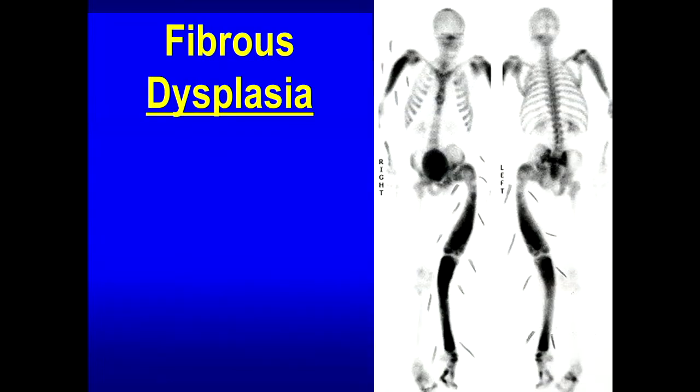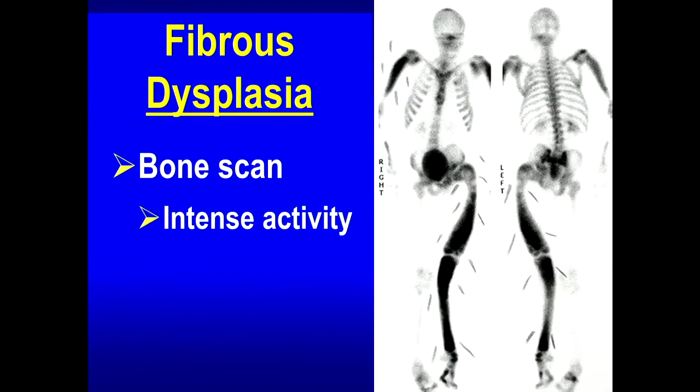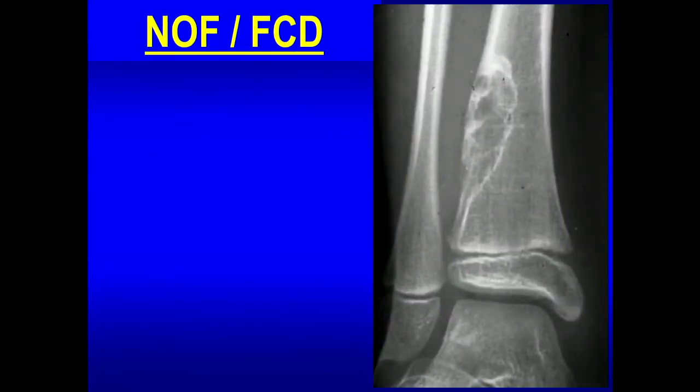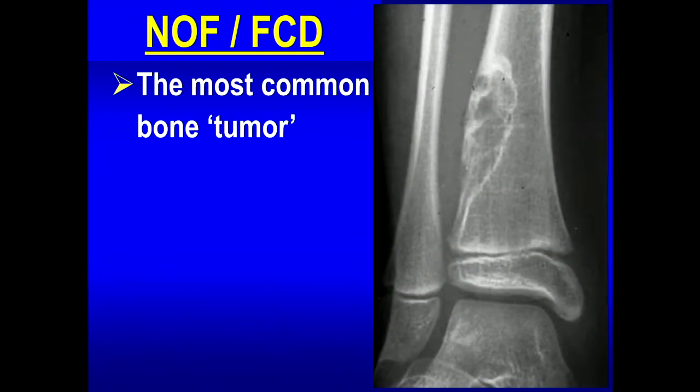Fibrous dysplasia on bone scan often results in intense tracer accumulation, here in a case of polyostotic fibrous dysplasia. Moving on to non-ossifying fibromas and fibrous cortical defects, they're the most common bone tumor or tumor-like lesion, most commonly seen below the age of 30.